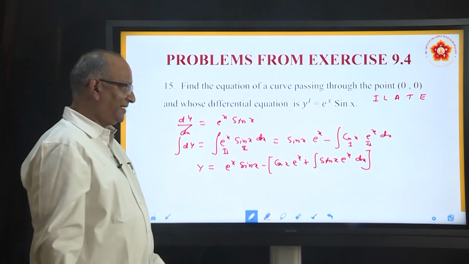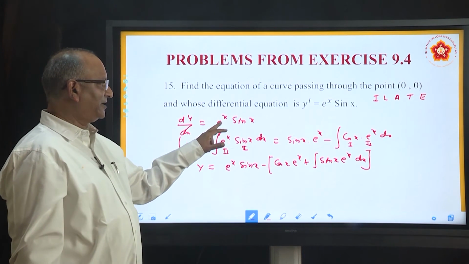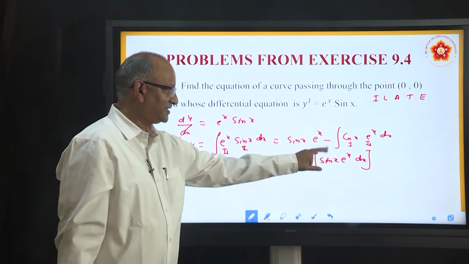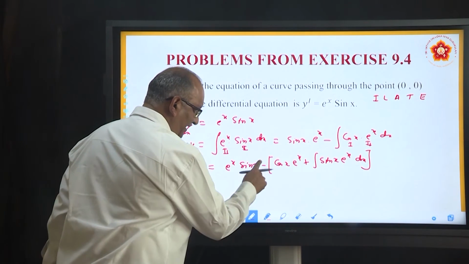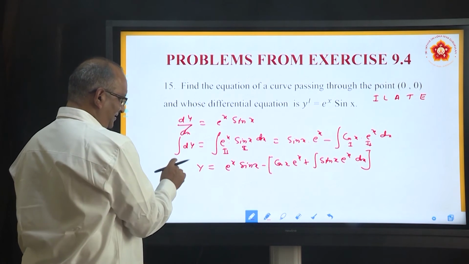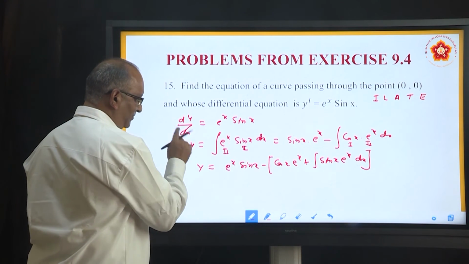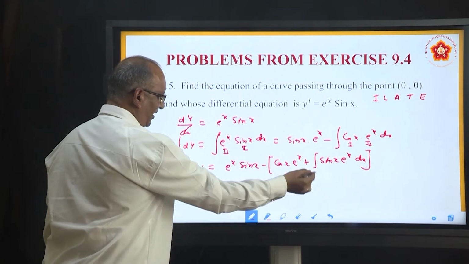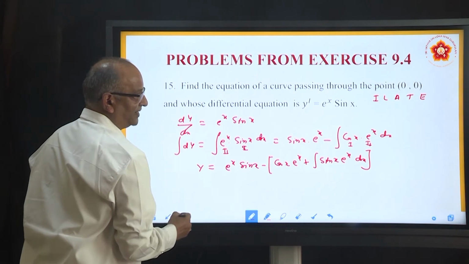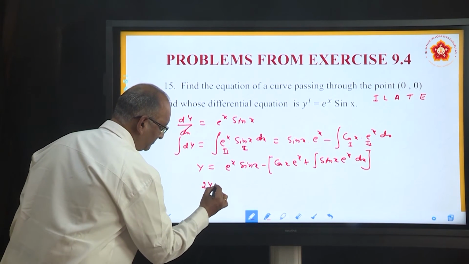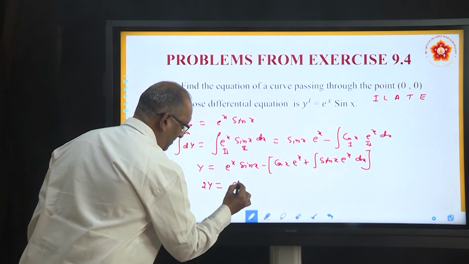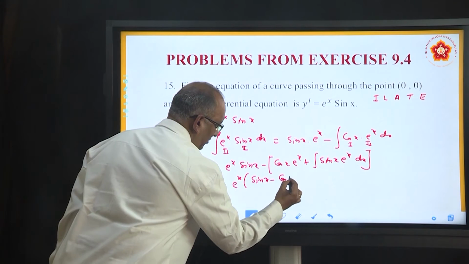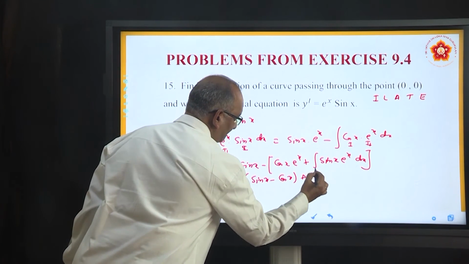Very interesting. Why is it interesting? Because we started with e to the power x sin x integral and once again we got the integral of e to the power x sin x, but with negative sign. And what is it? It is nothing but y. So, if you bring minus y this side, it will become 2y. 2y equal to e to the power x into sin x minus cos x plus c.